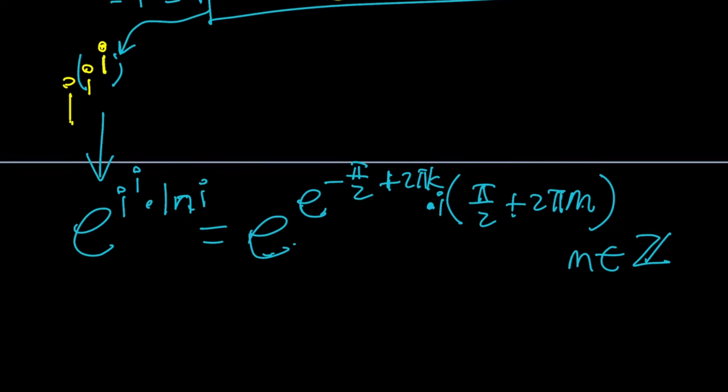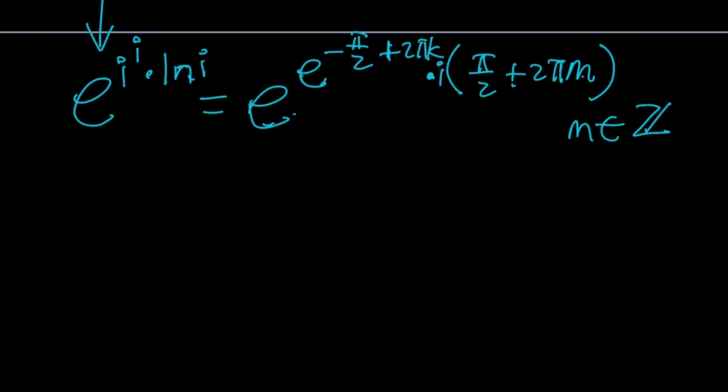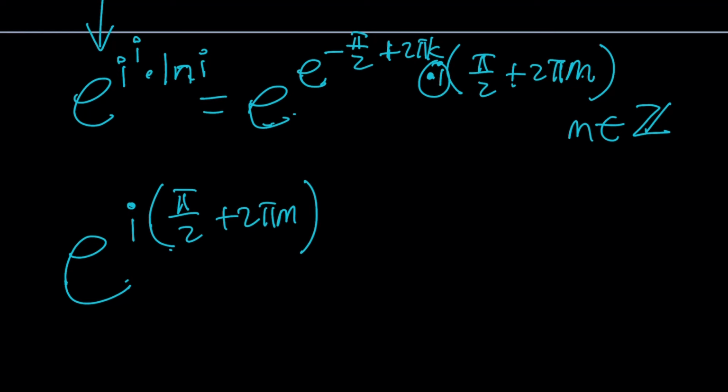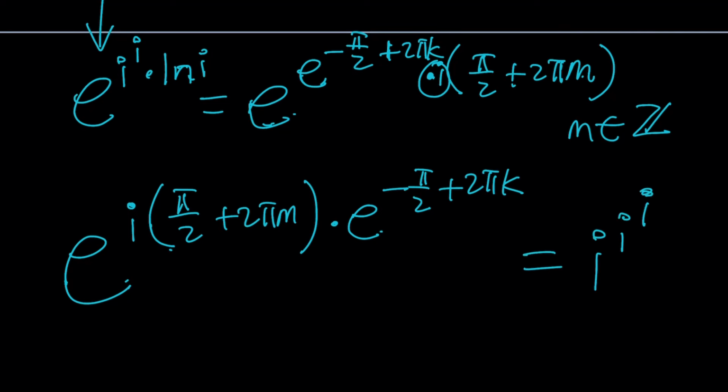Let's go ahead and rewrite this. I want to write the i first. e to the power i times, what is the next part? I took this i to the front, and now I have pi over 2. I want to write that next, plus 2 pi m, and then that is multiplied by e to the power negative pi over 2 plus 2 pi k. Make sense? This is i to the i to the i.